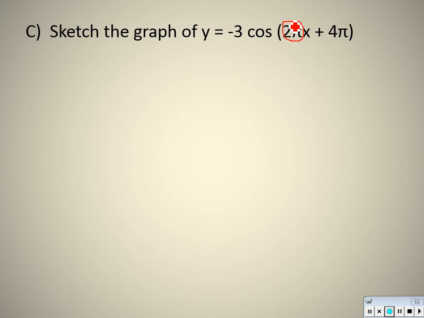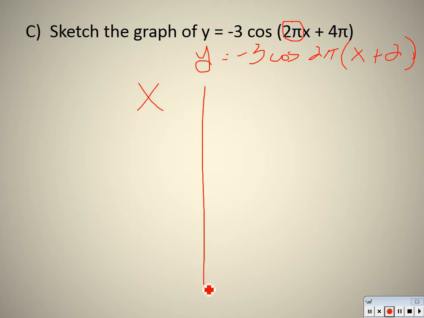So first let me deal with factoring out that 2 pi out of the parentheses. So this is going to be y equals negative 3 cosine 2 pi, and this is going to be x plus, and when I do 4 pi divided by 2 pi, that's just going to be a 2 there. So that's what the equation looks like when I factor the b out of the parentheses. Now I can do my tables.